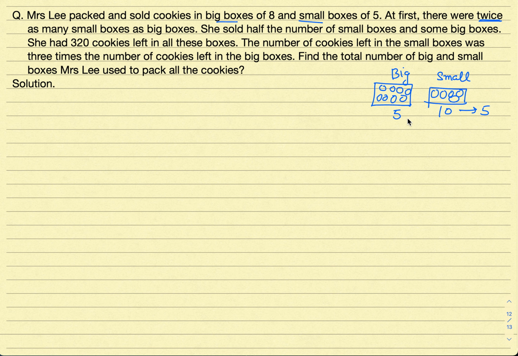But the total number of cookies, if you count in those boxes, adds up to 320, right? And the number of cookies left in the small boxes was 3 times the number of cookies left in the big boxes. So if 5 small boxes are left, the cookies in these 5 boxes were 3 times the number of cookies left in the big boxes. Okay, so this is all what we have. I hope with this explanation, you guys have at least some picture of what's going on, right?